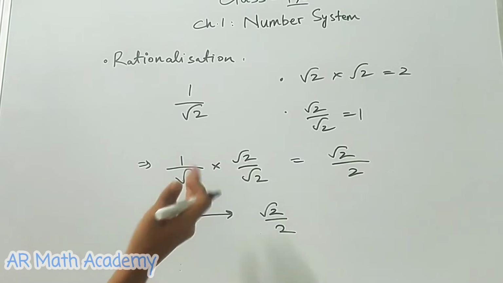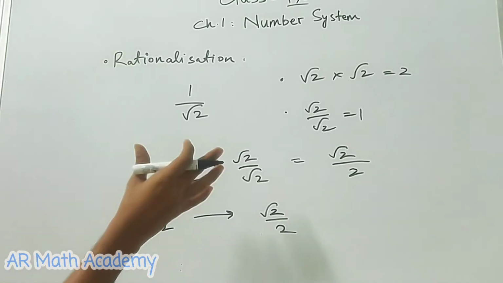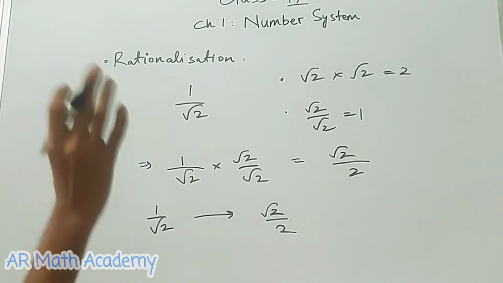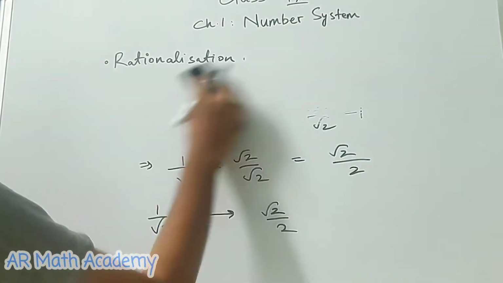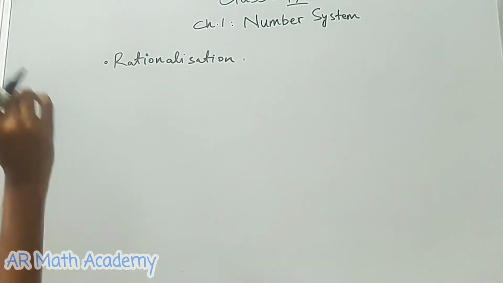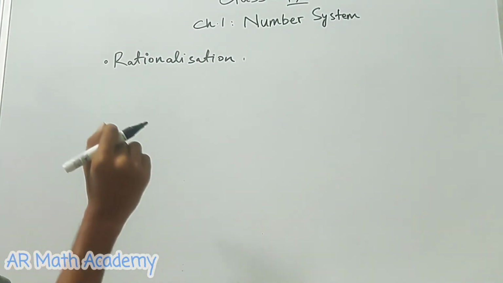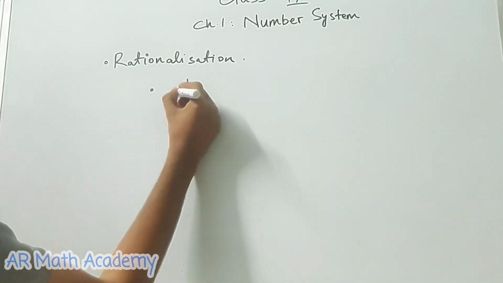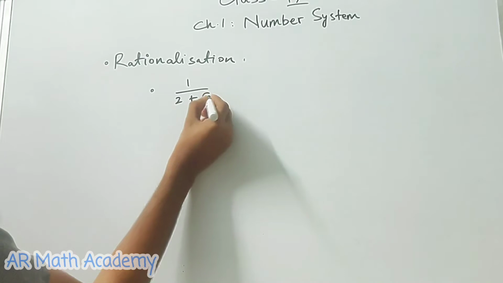It does not look good in the denominator. So, this rationalization comes into play whenever there is an irrational number in the denominator. Let me take another example and justify why we should rationalize a fraction. There is another example given in your textbook to rationalize: 1 by 2 plus root 3.